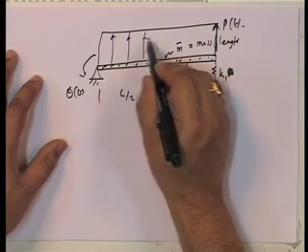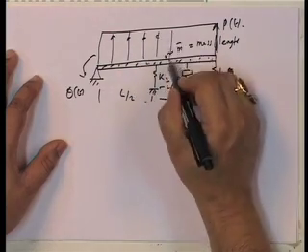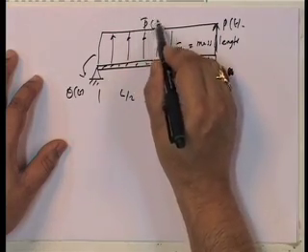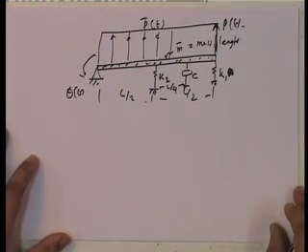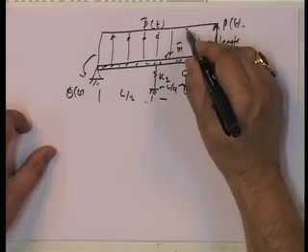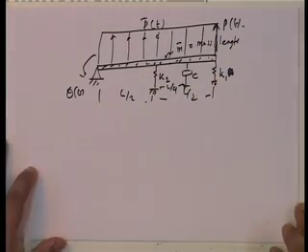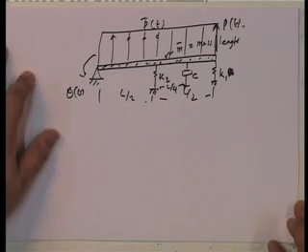Okay, let us put a UDL here, which is P bar of t, which is load per unit length. Okay, let us do that. That's the problem that I have to solve.